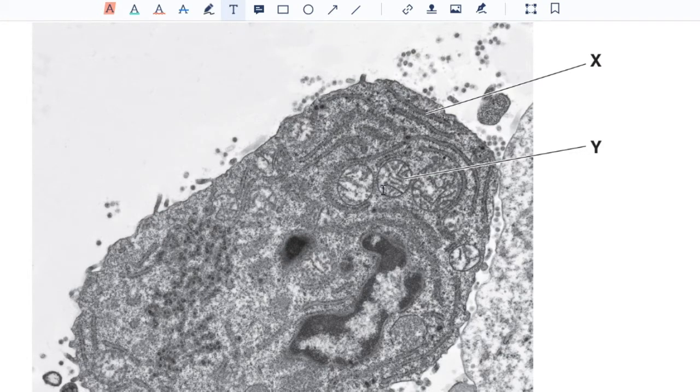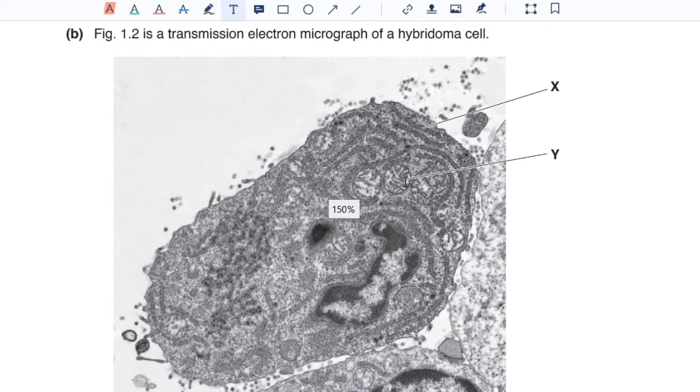Y, when you look at it, is a relatively larger organelle which has got projections which could be cristae of mitochondria, so I'd assume that's what the structure represents over here, and it is responsible for providing energy in the form of ATP molecules for protein synthesis.